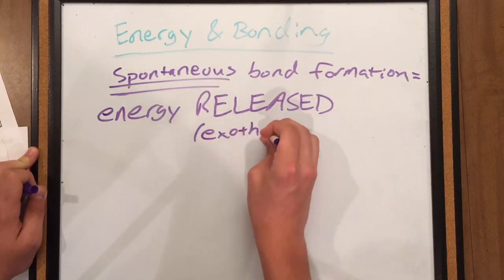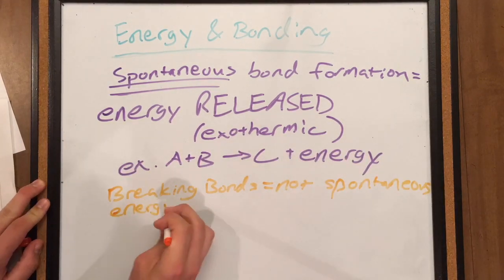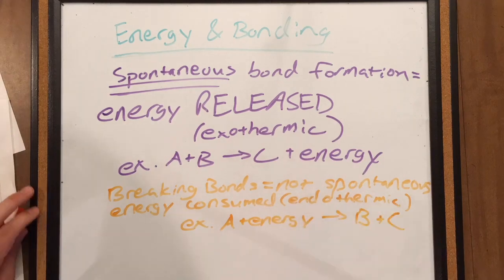In an exothermic reaction, heat will be given off into the environment, making it warmer. On the contrary, the endothermic reaction will take in energy and make it colder.